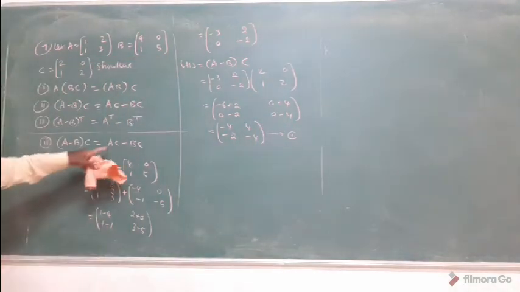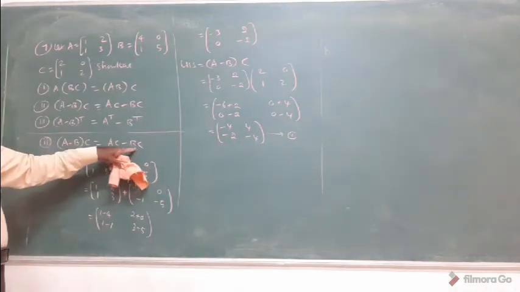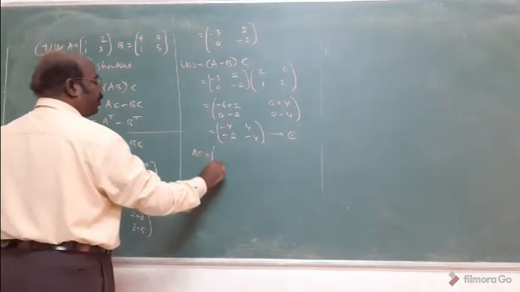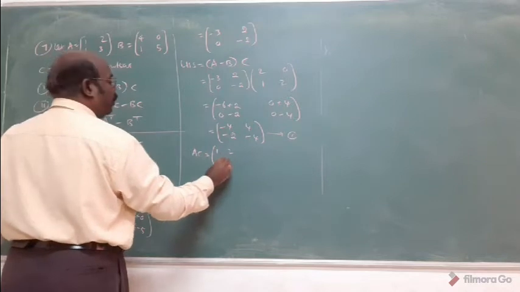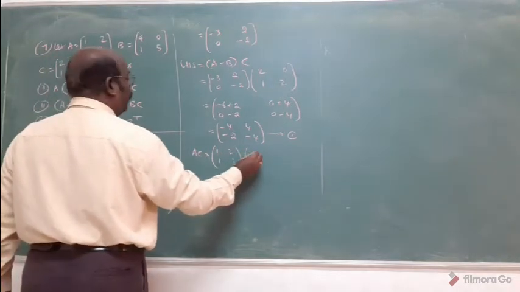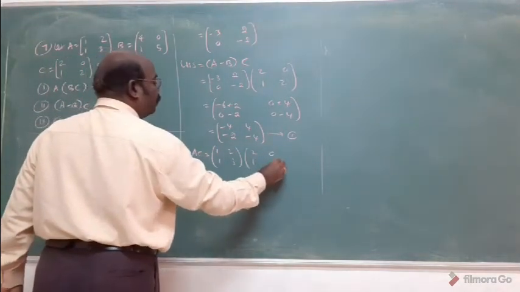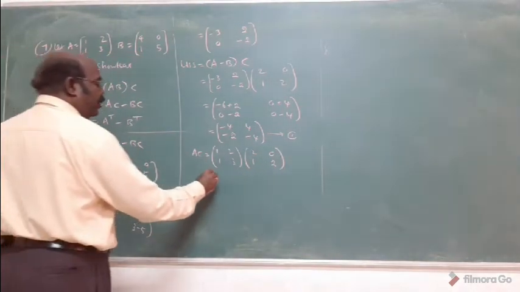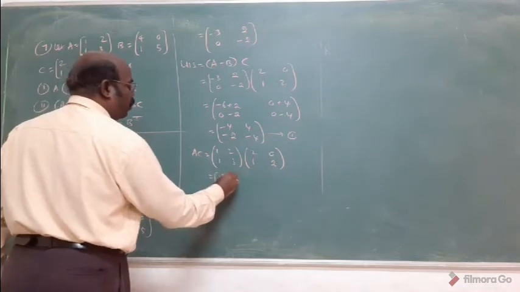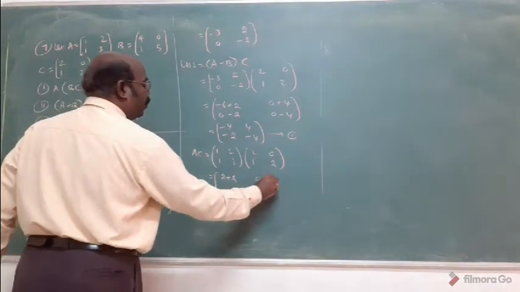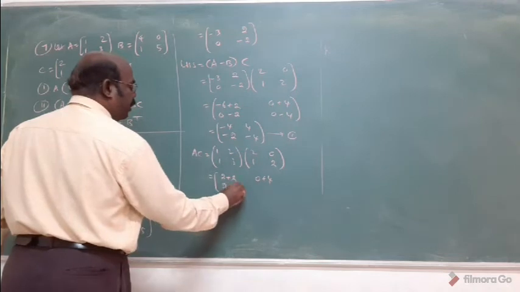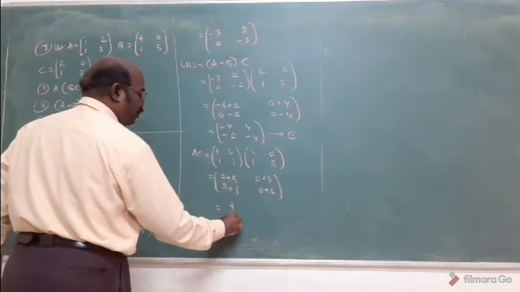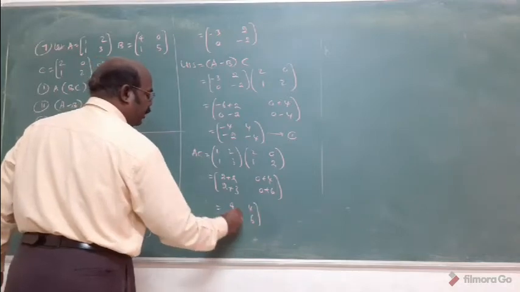Now for the other answer, first find AC, then BC, then subtract. Now find AC. A is what? 1 2, 1 3. C is what? 2 0, 1 2. Multiply A and C. First row, first column, 2 plus 2. 0 plus 4. 2 plus 3. 0 plus 6. 4, 4, 5, 6. This is AC.